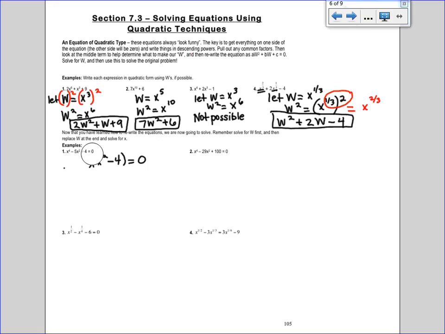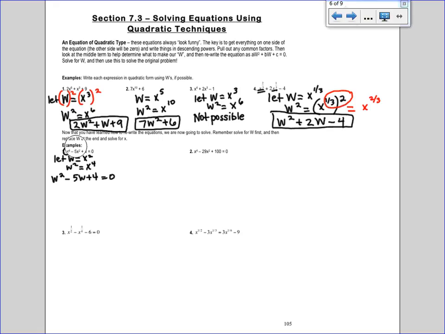But for the sake of learning this quadratic technique, this w-substitution method, we're going to go ahead and use w's on this, and you'll see that in the answers. All right, so I'm going to let w be the smallest power, so let w equal x squared. When I square both sides, that means w squared is x to the 4th. So I now rewrite: w squared minus 5w plus 4 equals 0. The x to the 4th is the w squared, the x squared is w. Now we got that.